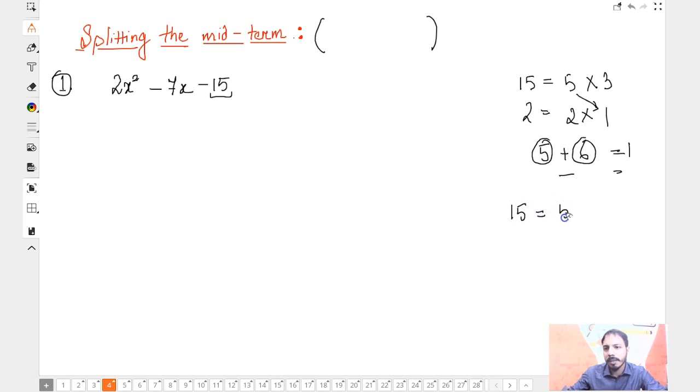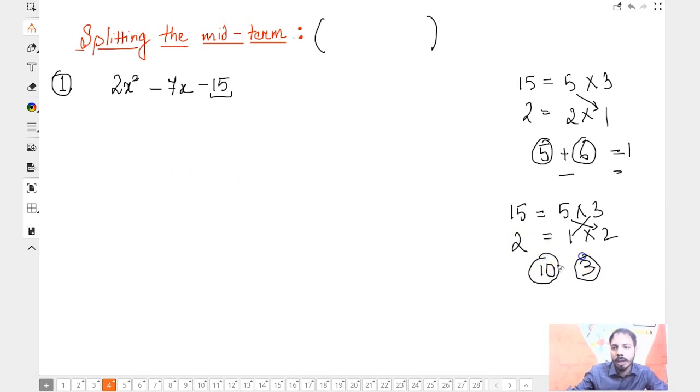The next way can be 5 into 3. I'm not changing this. And 2 I can write as 1 into 2. So I've just changed the position. Now in this case, if I cross multiply, I will get 5 into 2, that is 10, and 1 into 3, that is 3. So now 10 minus 3, I can get 7. So now I know how I can split this particular middle term, that is 7. Now what will I do?